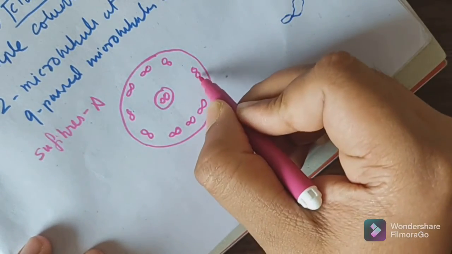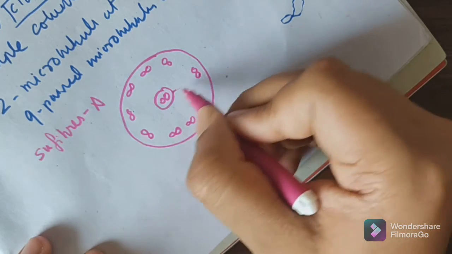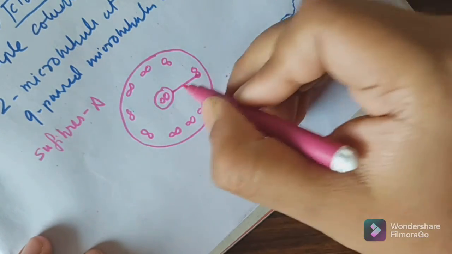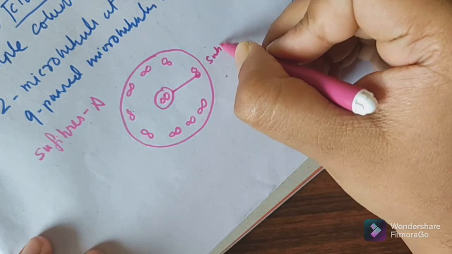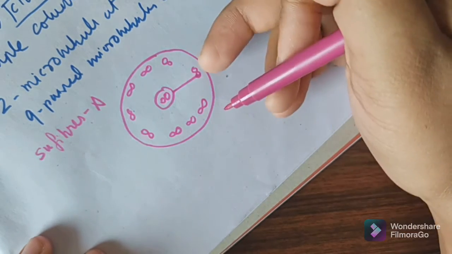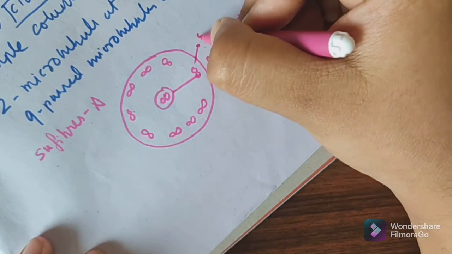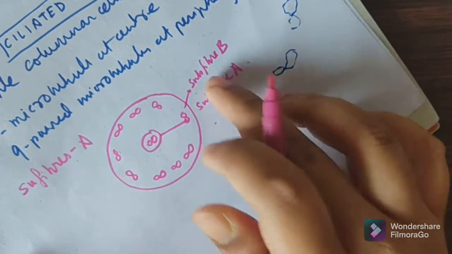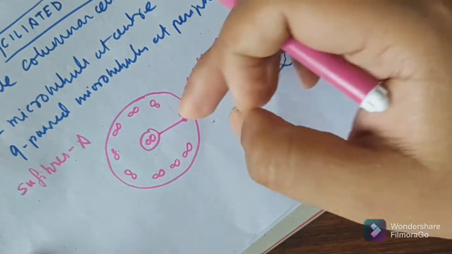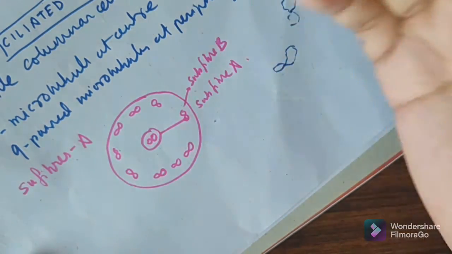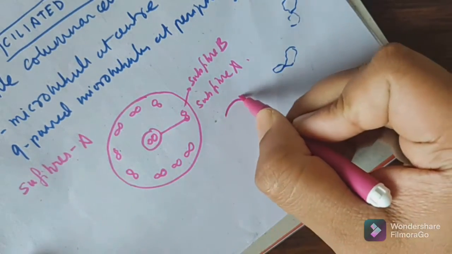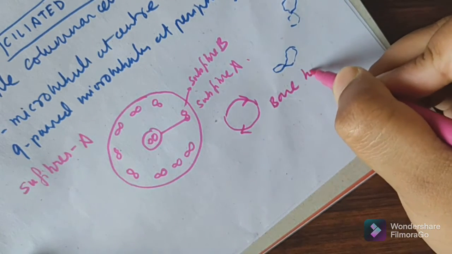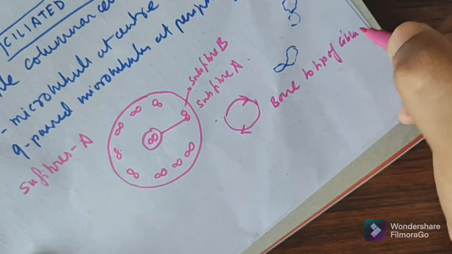Now one of these microtubules will bear a tangentially oriented arm, and this tubule is referred to as subfiber A, and the other tubule of the pair which does not possess arms is called subfiber B. Now the arms are pointed towards the adjacent paired tubules in a clockwise direction, when seen from the base to the tip of the cilium.